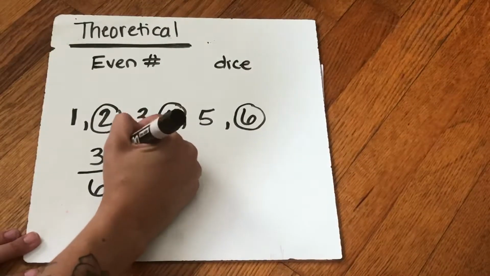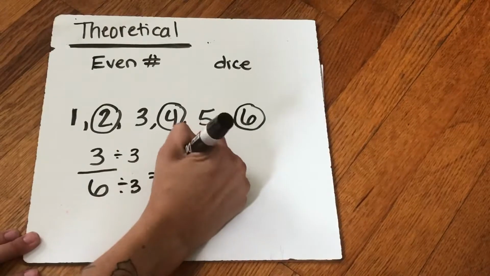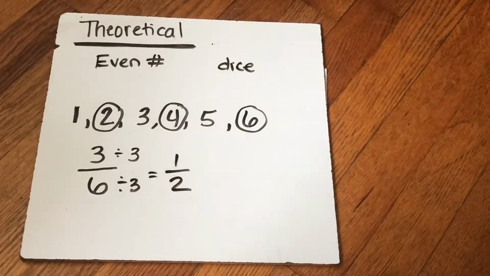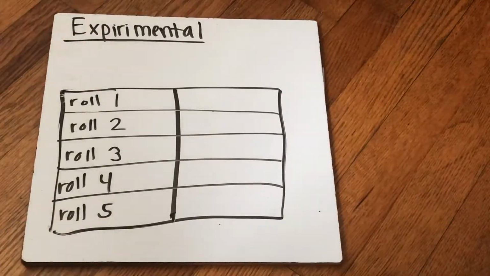So I can simplify that by dividing by 3. So half, 1/2 of my options are even. That's the theoretical way. That was a guess based on math. The experimental way is to actually do the experiment. So if I'm trying to figure out how many times I can roll an even number when I roll a dice, well, I'm actually going to do it.